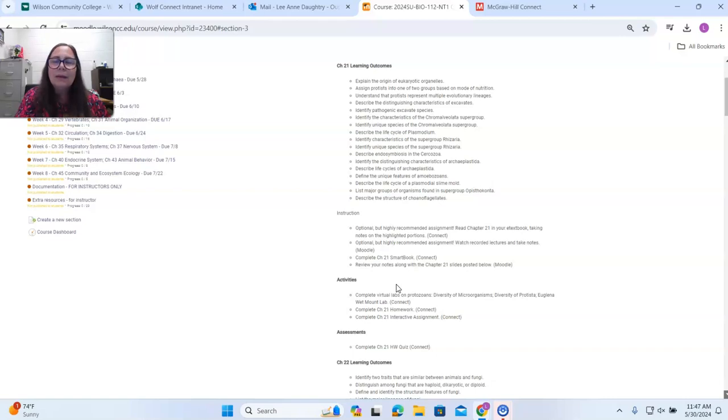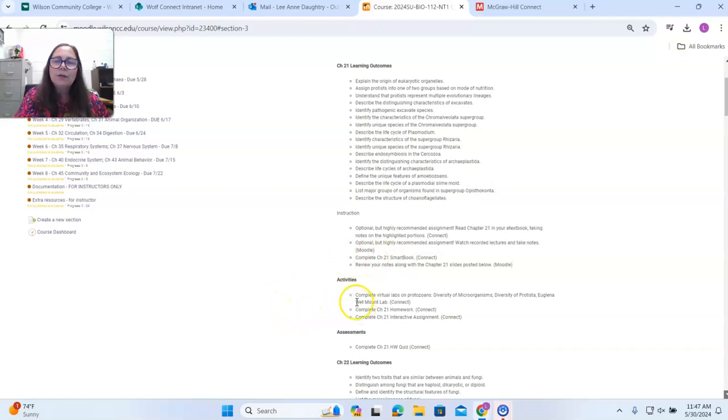Some of you will be able to get away with only doing the Chapter 21 Smart Book for this section on instruction, which is a graded assignment, and it's going to be listed in the Moodle gradebook as a homework grade. Then you go on and do your activities in Connect. So far, your first assignment that's graded has been the Chapter 21 Smart Book in Connect.